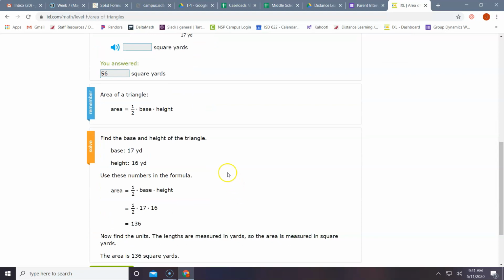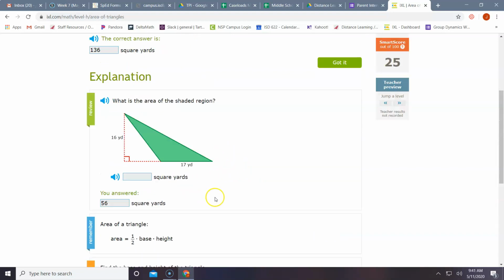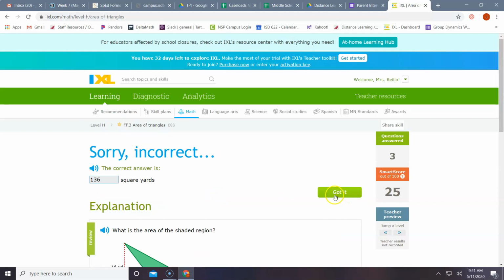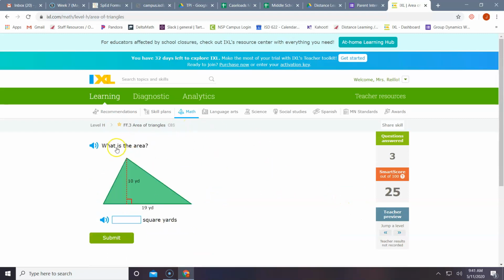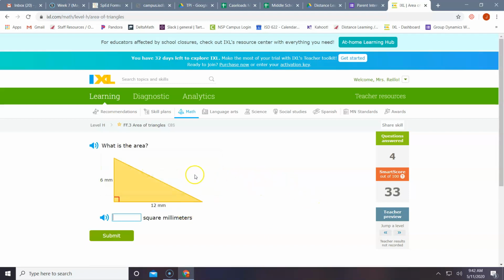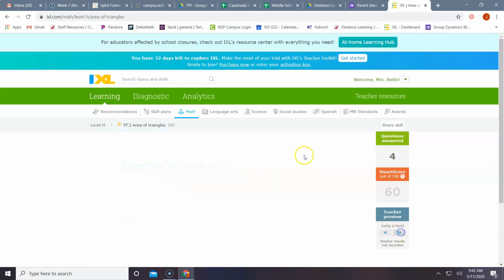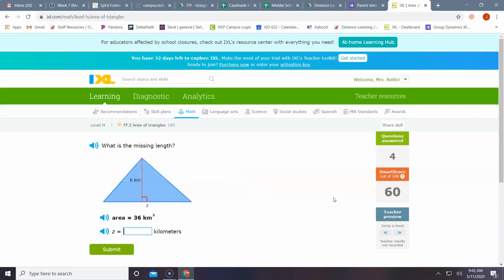Oh, I must have typed in the wrong thing. Sorry, guys. Well, this is why you always check your math, I guess. So let's go ahead and try another one. All right, 10 times 19 divided by 2 gives us 95. There we go.